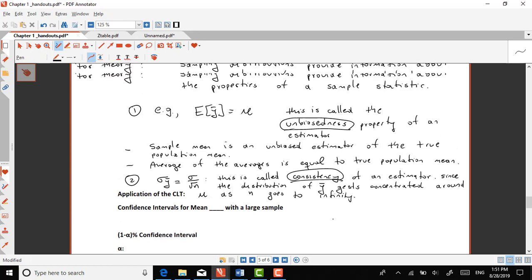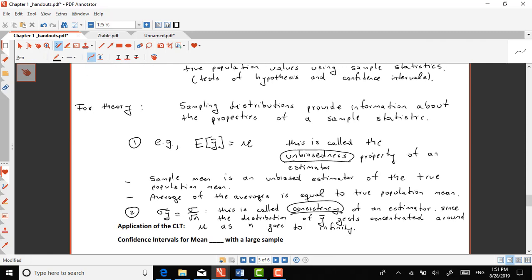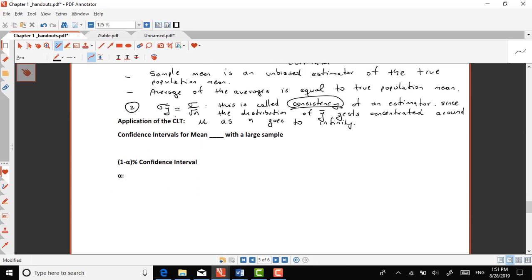Okay, so that was a bit more theory. Now let's look specifically at an application, and you will see how it actually works. So let's look at an application of the central limit theorem. As I was telling you, we can use this for tests of hypotheses, or also for confidence intervals about mu.